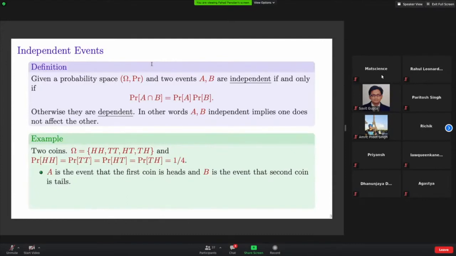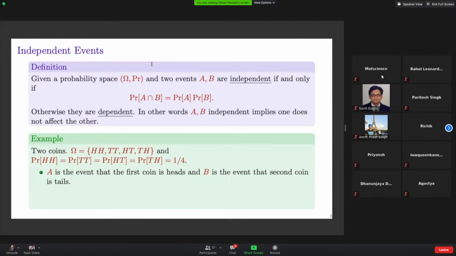Just take a simple example. Toss two coins, and they are unbiased coins. So the sample space is head head, tail tail, head tail, tail head. And the probability of getting any one of them is 1/4.